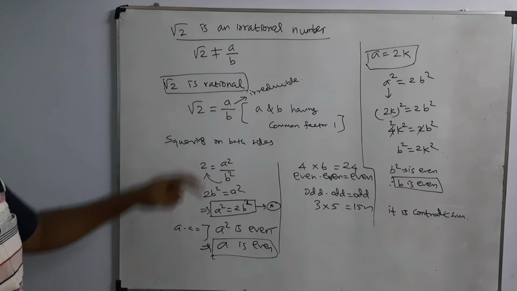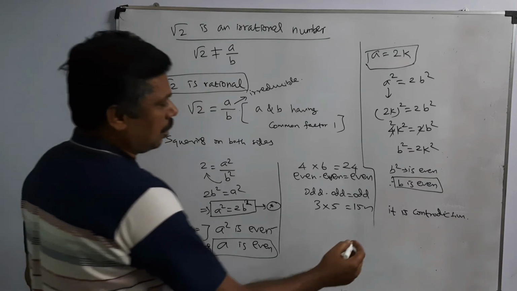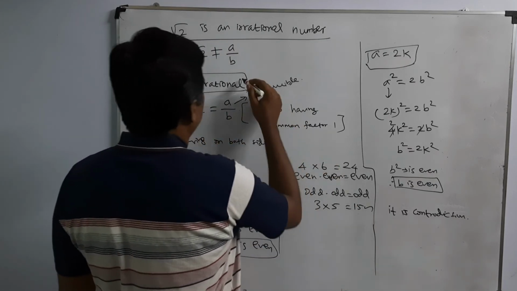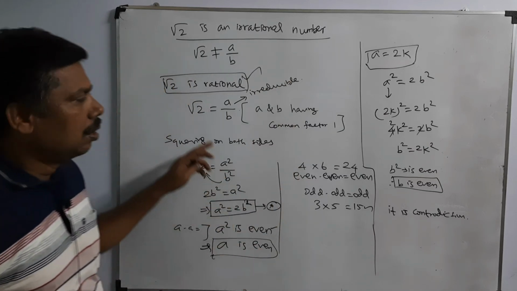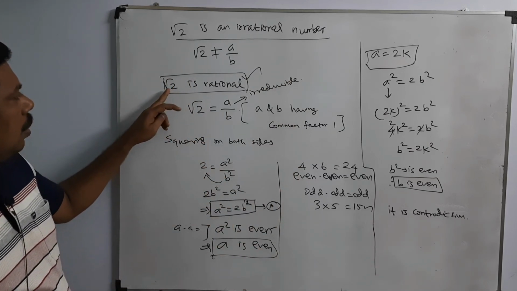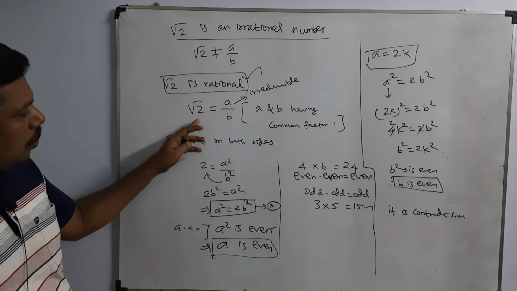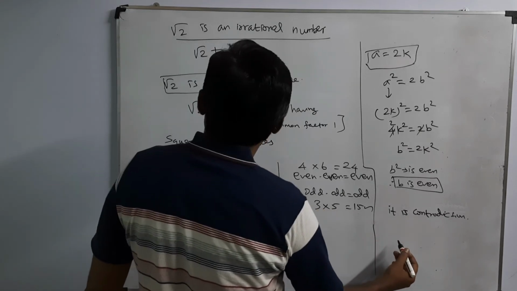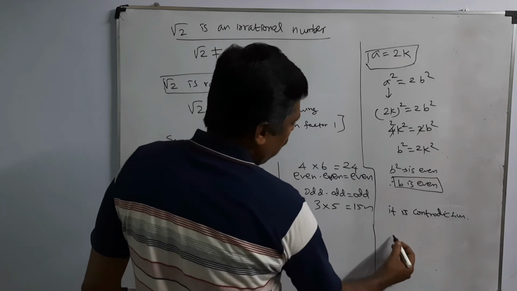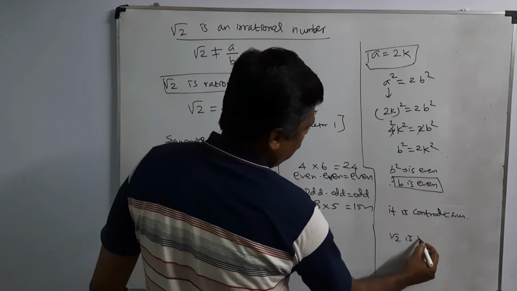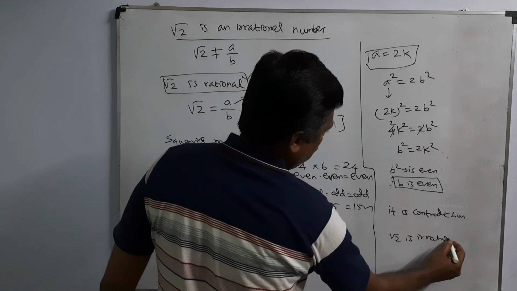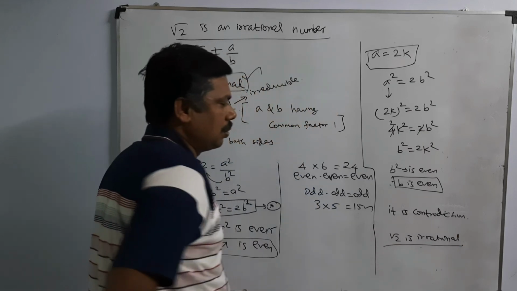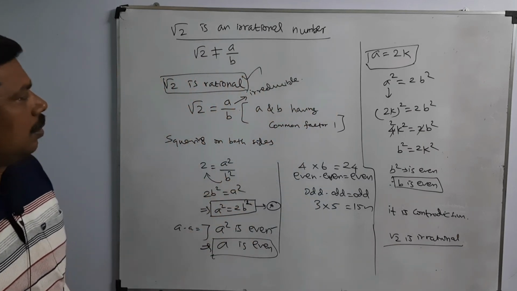Because we took one wrong thing: root 2 is rational. So what is the conclusion? Our assumption is wrong. We assumed at the start that root 2 is rational, and going through all the steps, we get that root 2 is irrational. So this is a proof using the contradiction method.